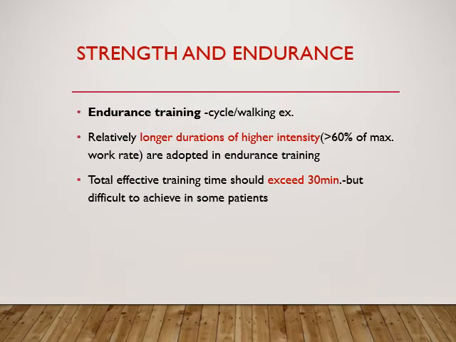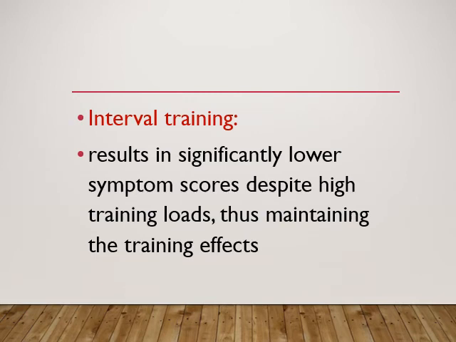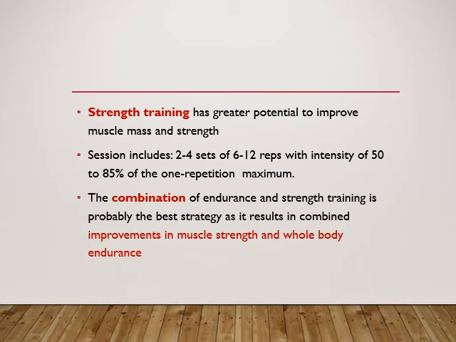Strength and endurance. Endurance training is done by cycling or by walking. Relatively longer durations of higher intensity are adopted in endurance training. Now, interval training. This results in significantly lower symptom scores despite high training loads, thus maintains the training effects. Strength training has greater potential to improve muscle mass and strength. The sessions include 2 to 4 sets of 6 to 12 repetitions with intensity of 50 to 85% of one repetition maximum. A combination of strength and endurance training can also be given.